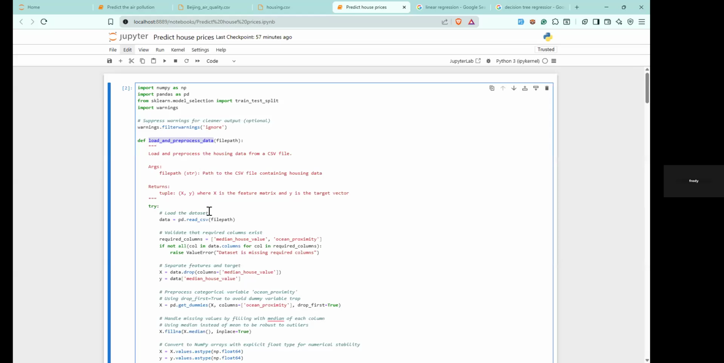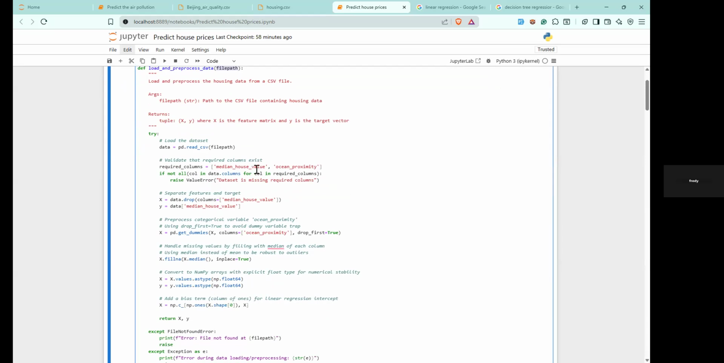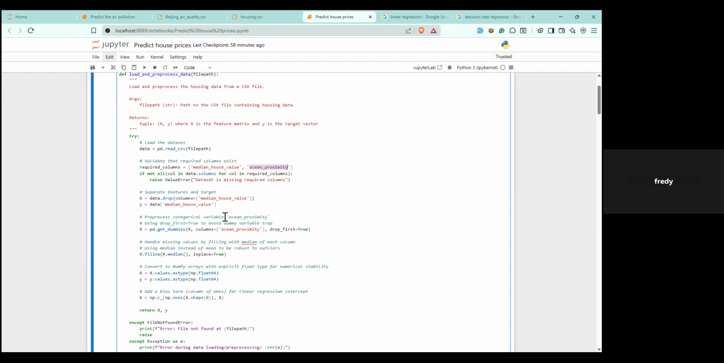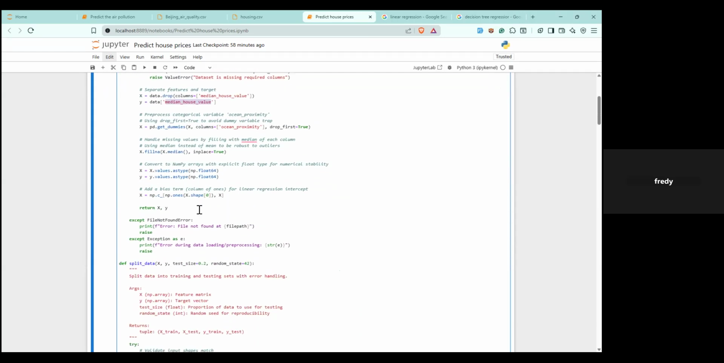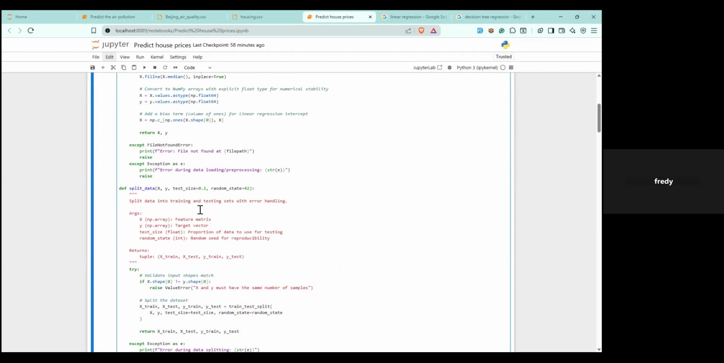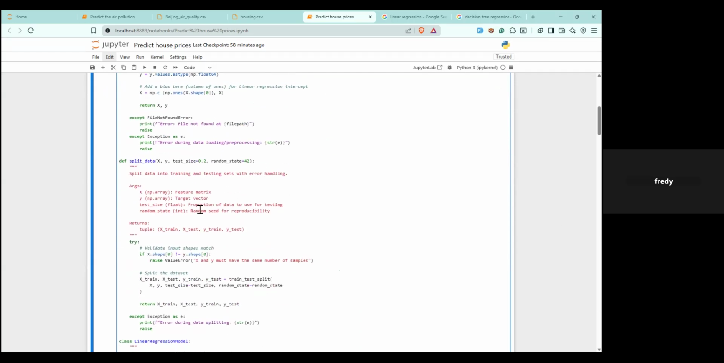We'll be loading the data as CSV. This is a function that gets the file path, which is the CSV housing. Then we check the required columns and ocean proximity, if they're there. Then we separate the feature data and target. X, as usual, will have the features, and Y will have the target data, which is the median house value. Then we split it 80 to 20. As you can see, test size is 0.2, so it's 0.2 of the entire data set.